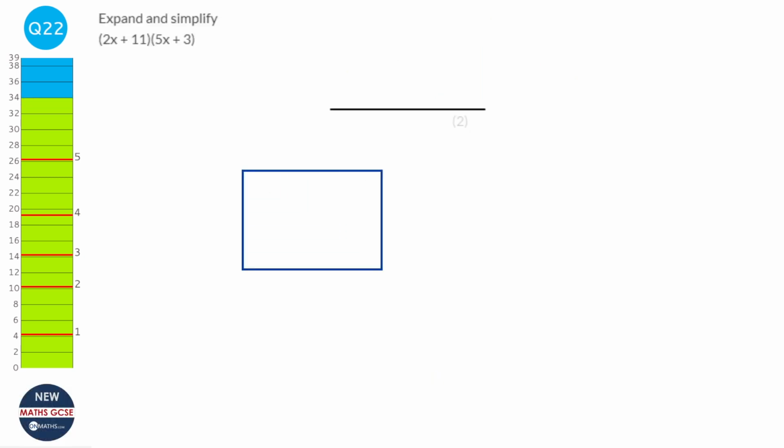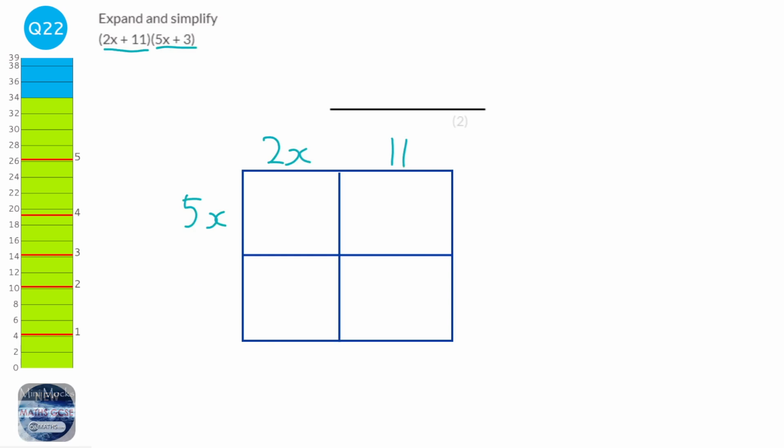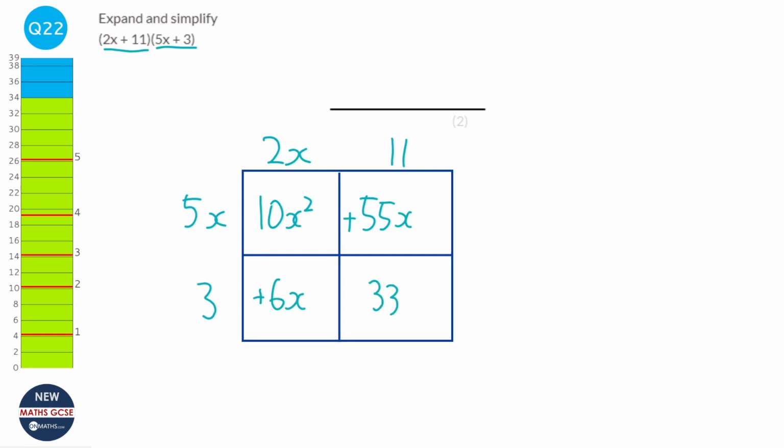So we're going to start by doing a grid, a multiplication grid, and we're going to start by putting 2x plus 11 at the top and 5x plus 3 down the side. And we're going to multiply them out, so 5 times 2 is 10, so it would be 10x squared. 5x times 11, so 5 times 11 is 55, so that would be 55x, and it's positive. And 3 times 2 is 6, so that would be 6x, and that's positive. And 3 times 11 is 33. And that would be a positive.